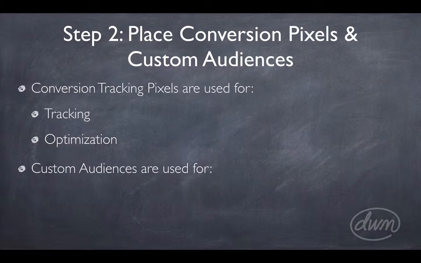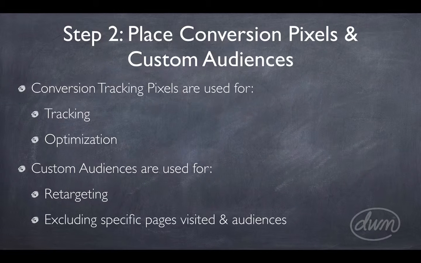So custom audiences are used mainly for retargeting, and for excluding specific pages visited and certain audiences. So let's say you want to exclude people that have already converted. You would exclude your leads, either people that have landed on your thank you page, or maybe you upload your list of leads and you want to exclude those. So you use custom audiences to exclude those lists.